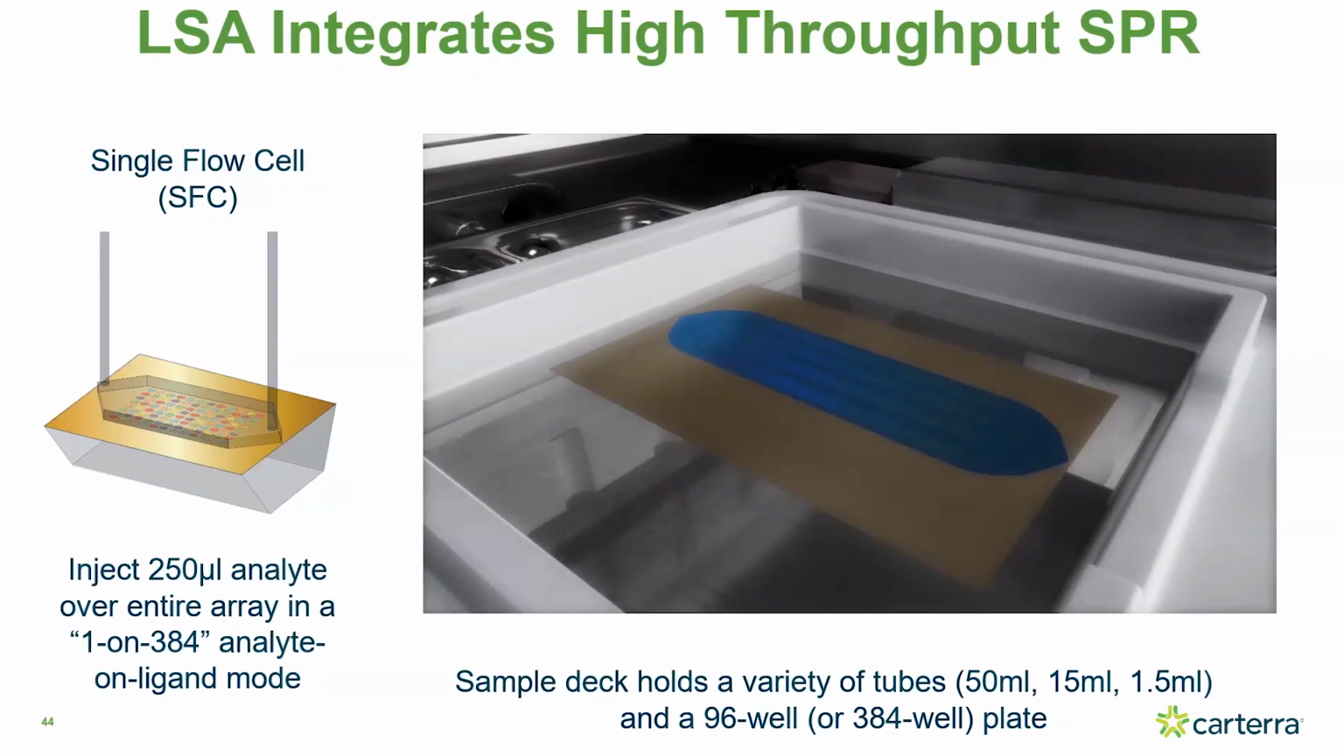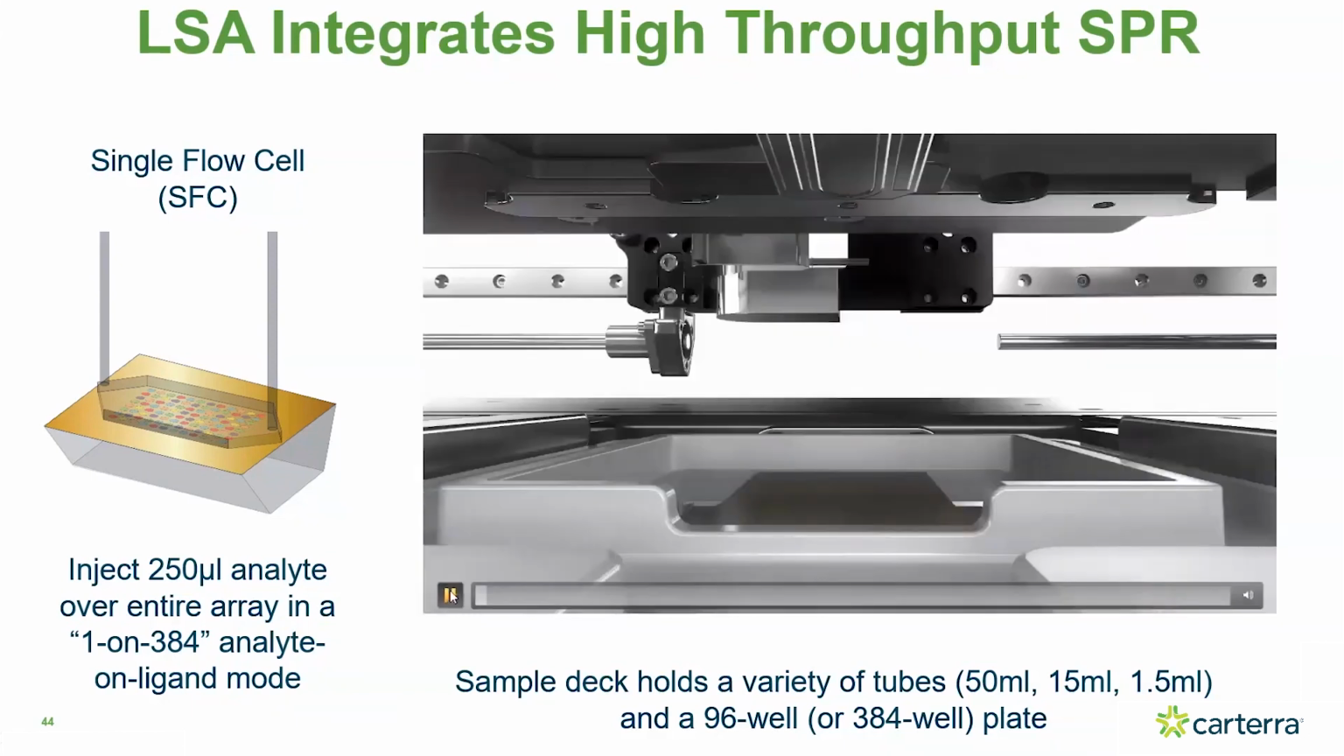So if that was, say, an antigen injection, we would be getting kinetic information from that concentration of antigen, that 250 microliter volume, to all of the antibodies immobilized on the array. Also, if this was an epitope binning experiment, we would be getting competition information for all of those 384 immobilized antibodies from that one volume of sample.